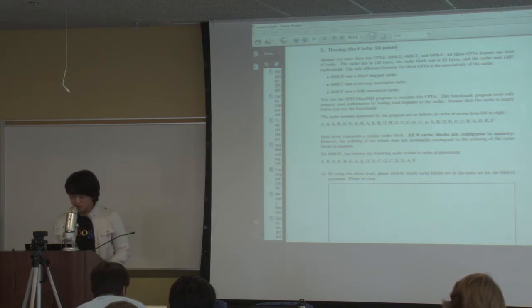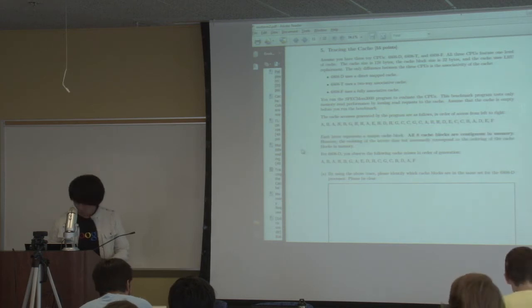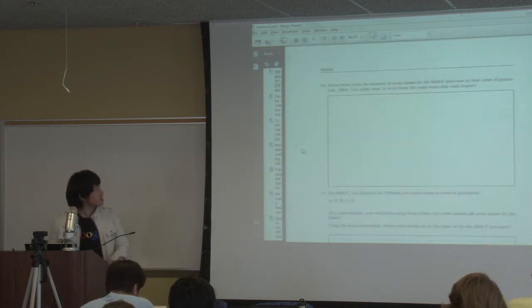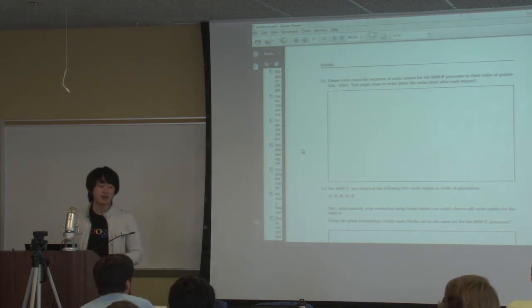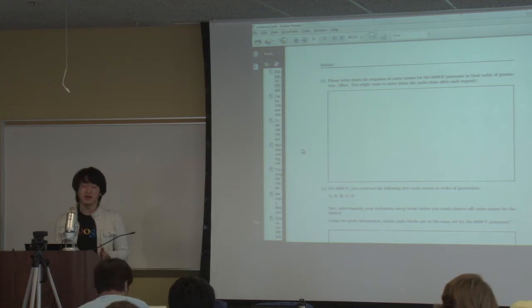Then you go to the next question. The next question is really just, wait, wrong PDF file. Wait a second. There we go. Now if you go to the next part, the next part is really just making you simulate this small cache by hand. And as long as you have enough time, I think it's really easy to do. Did anyone have trouble with this one?